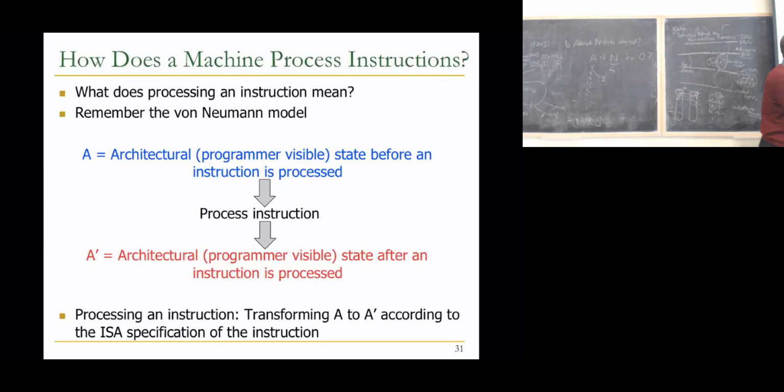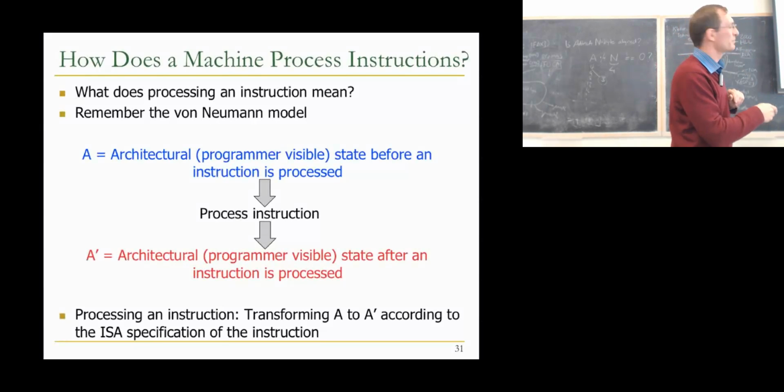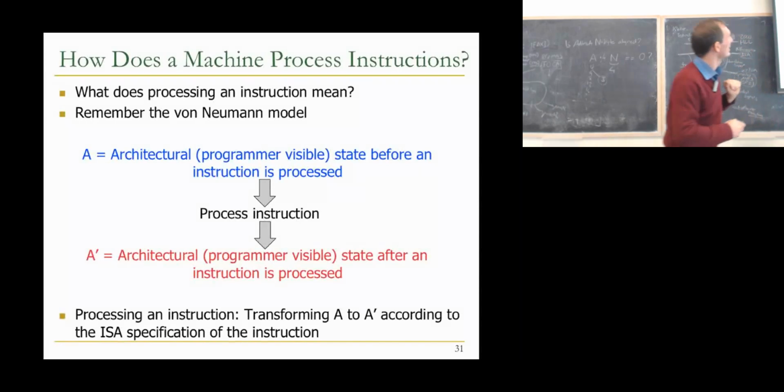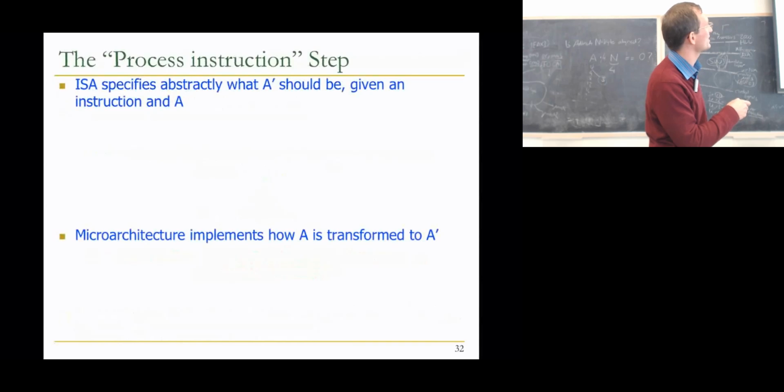But in the middle, you can do many, many different things. And that's the beauty of microarchitecture. How can you do many, many different things over here to get better performance, better energy efficiency, maybe simpler design, faster design, better reliability, right? Okay. Basically, ISA specifies abstractly what A prime should be given an instruction and an initial architectural state.